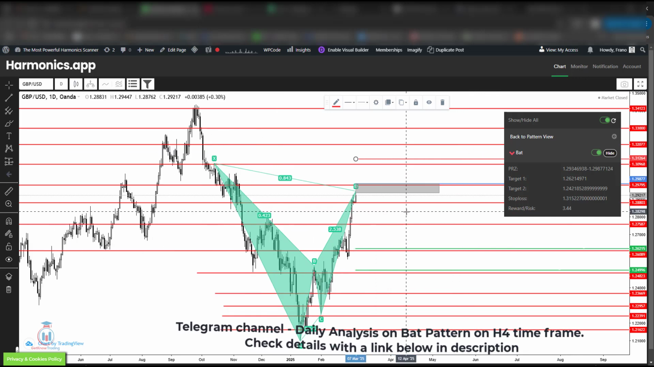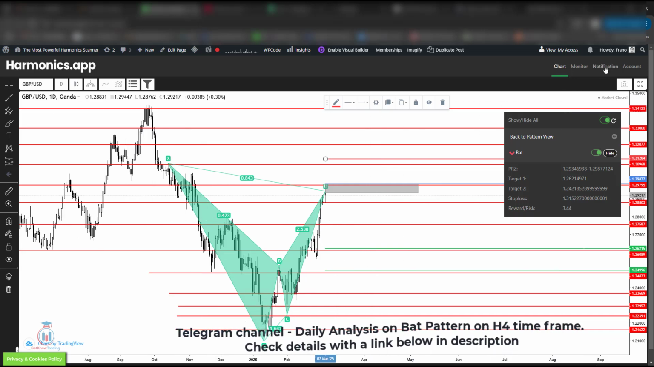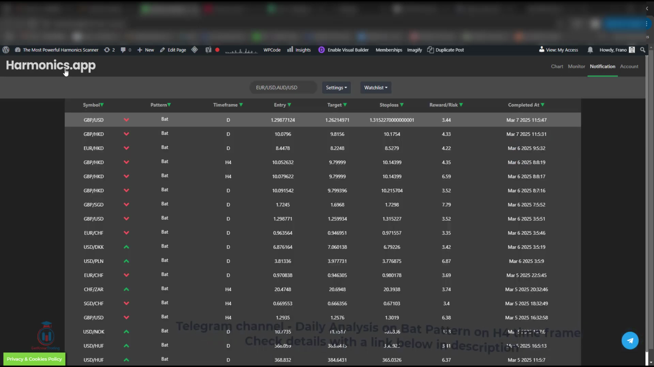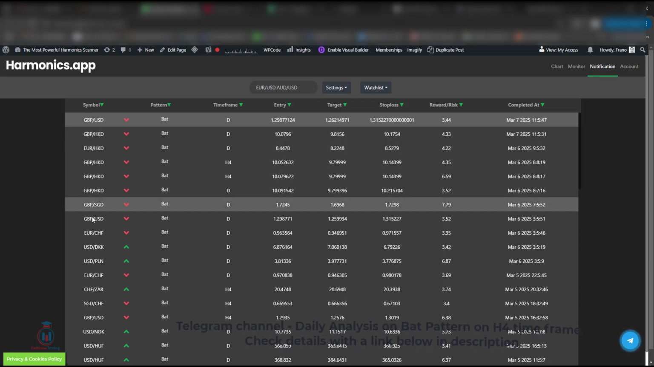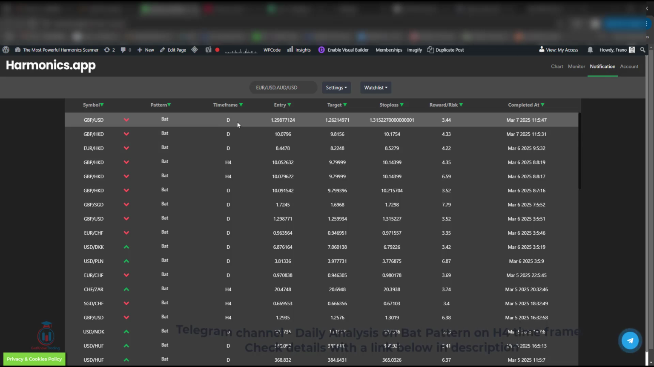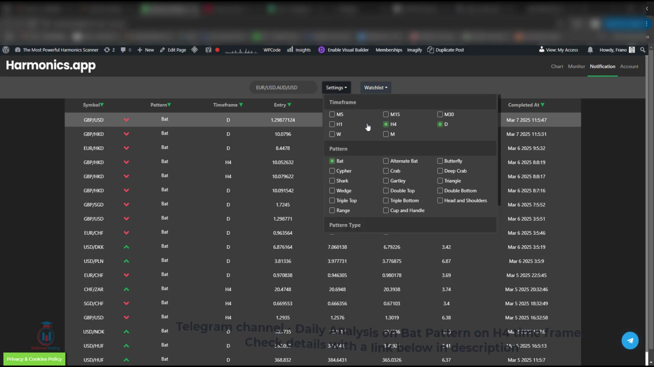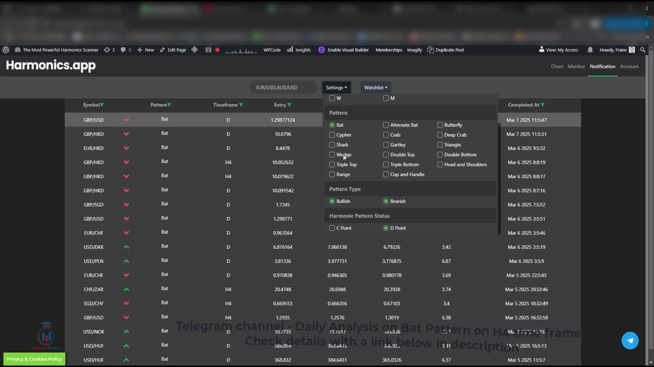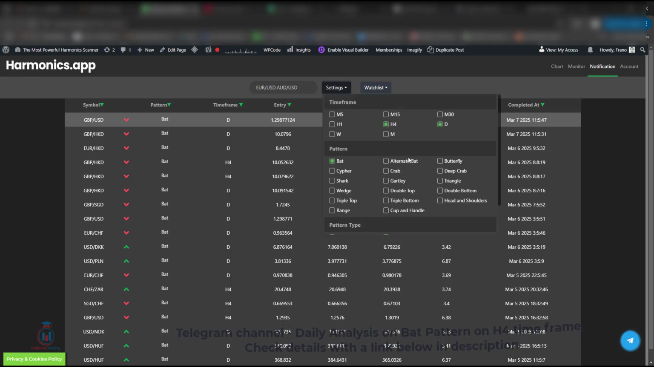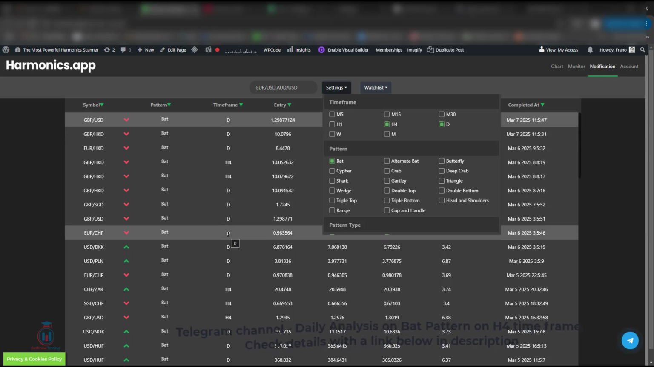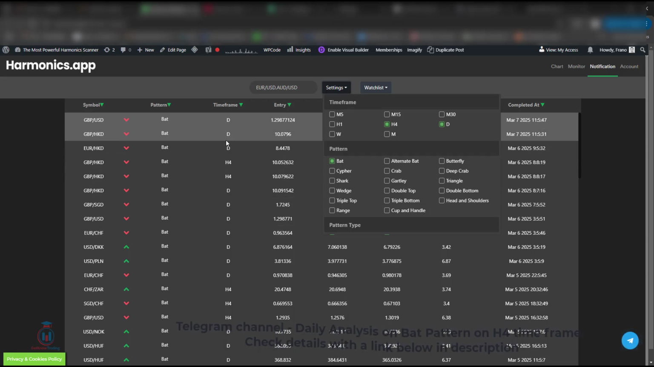Now for you, if you would like to receive these updates, you can also use the notification window, where the Harmonic scanner will send you a message on Telegram when these patterns have been detected. Which patterns and on which time frame you define here inside the settings. When you click the settings, you have the option to define on which time frame you would like to track, and then you have the patterns which you would like to track. If you click all of these, they will be populated here only when the Harmonic scanner detects these patterns on the chart.